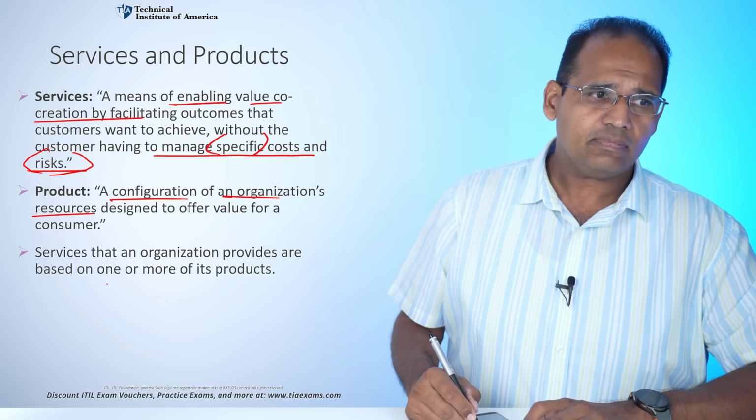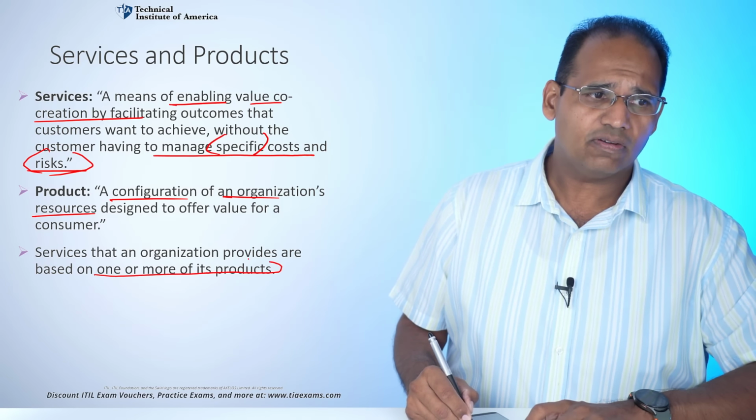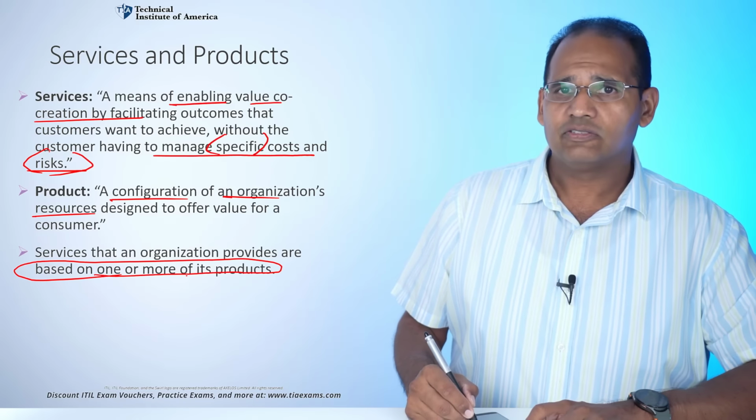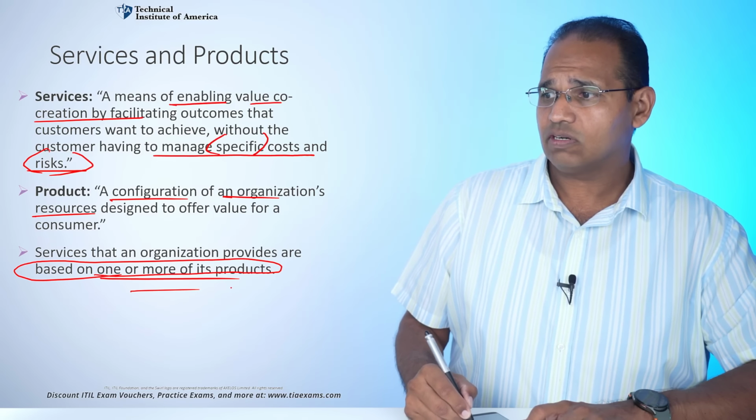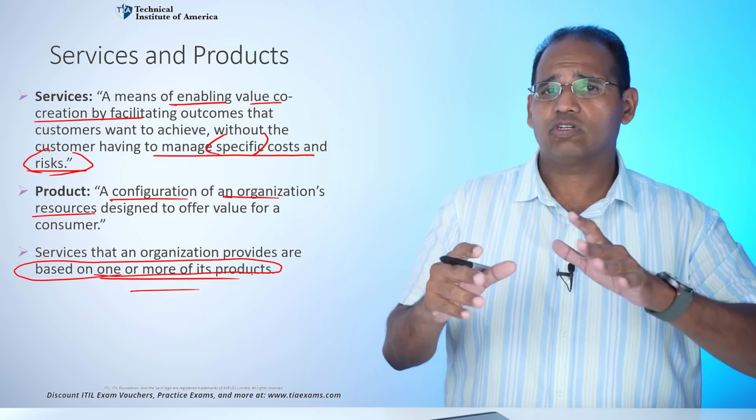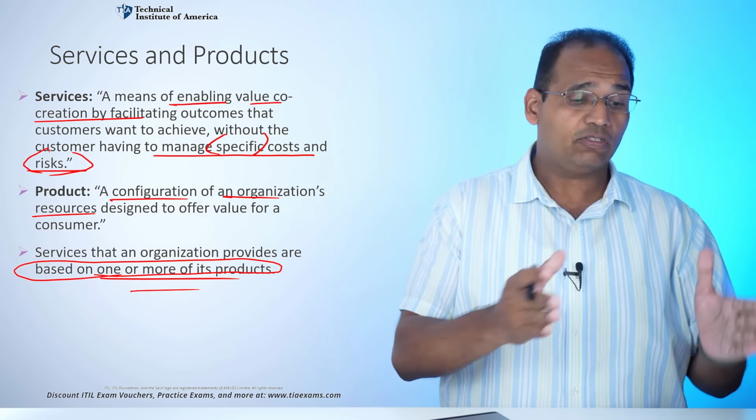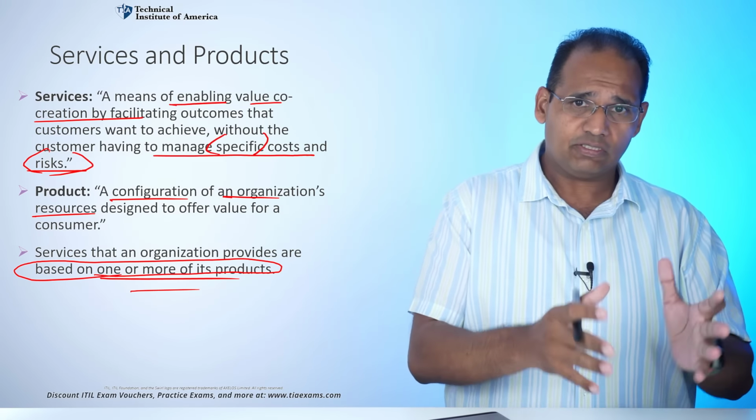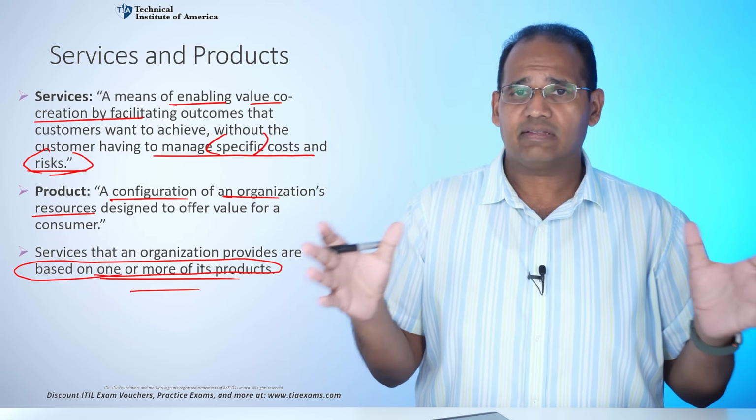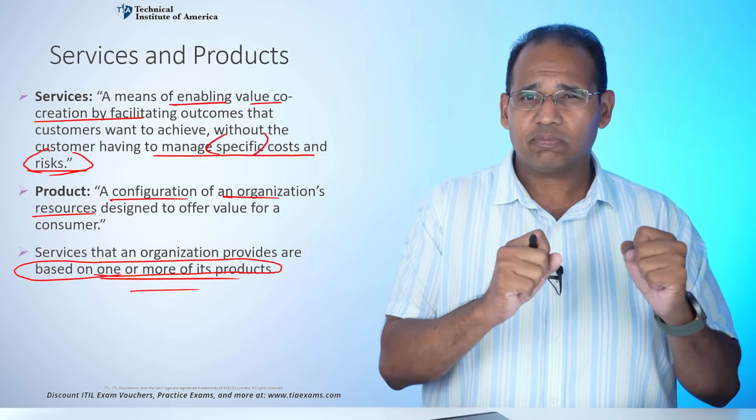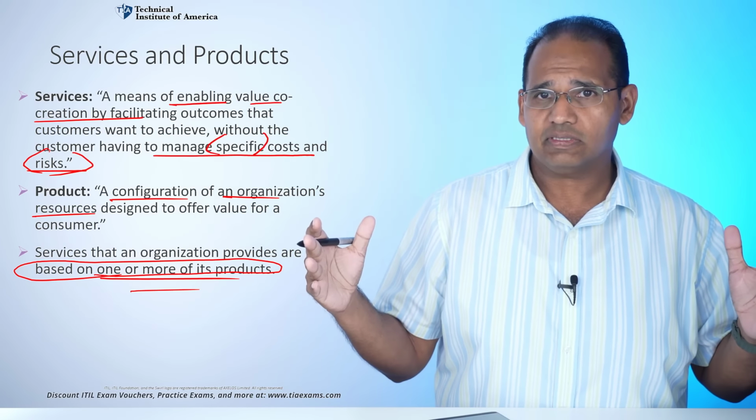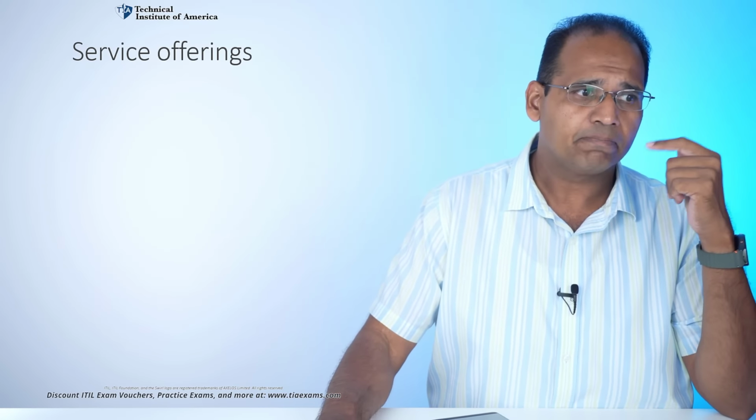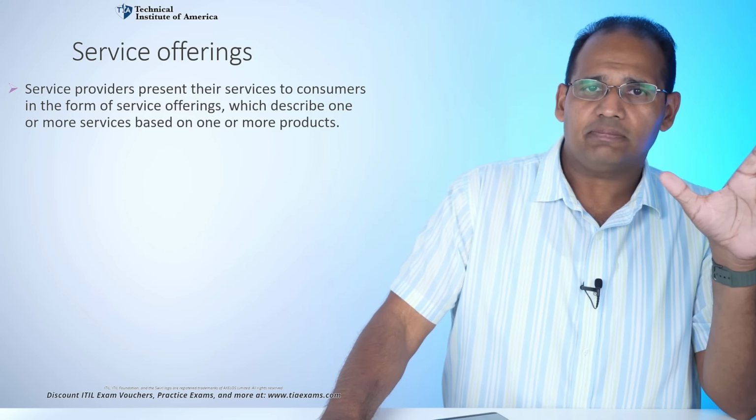Now, services that an organization provides are based on one or more of the products that it has. So, for example, this is important, based on one or more of its products. The whole service of efficient communications may include email, text messaging, video conferencing. So we have so many different products that we're now going to bundle into one amazing service. That's the way you're going to see this. Service offering, another term.